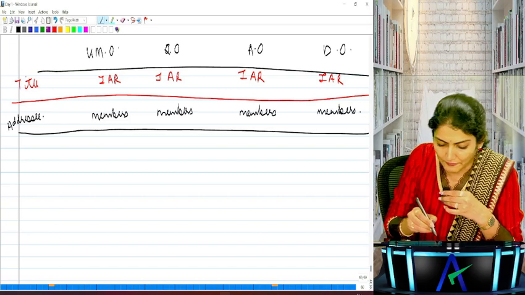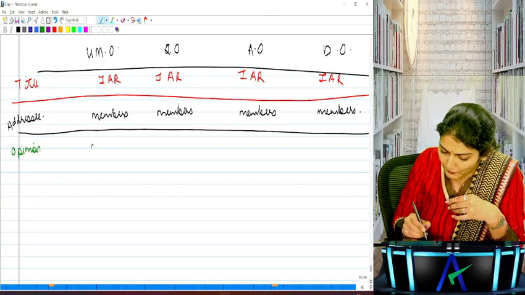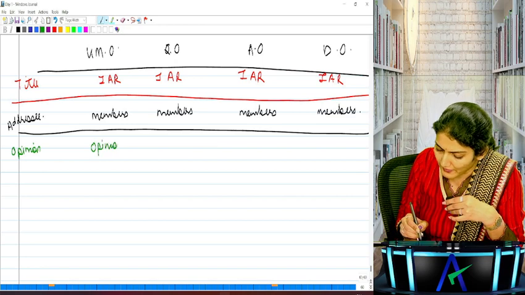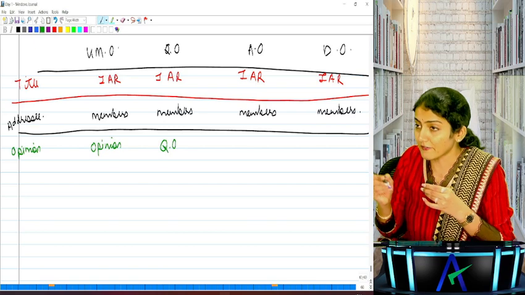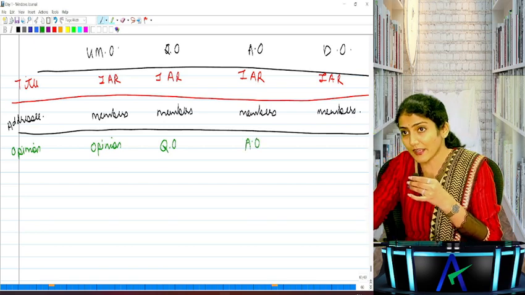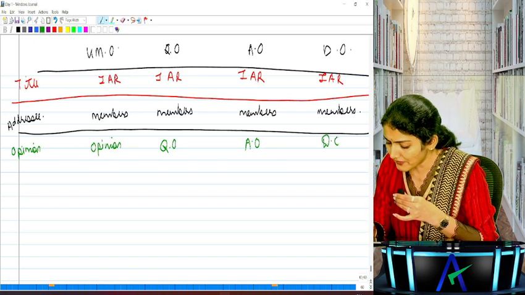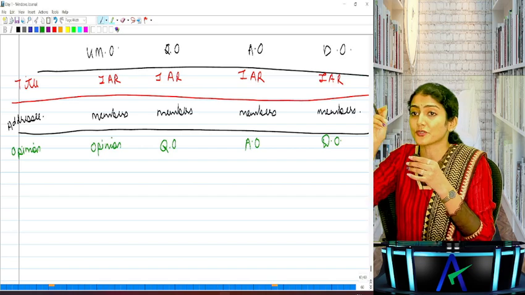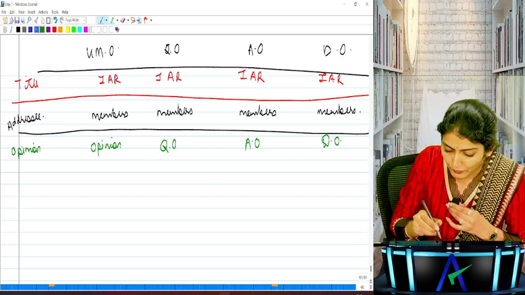Then what comes after the addressee? You have the opinion. For an unmodified opinion, we will call the paragraph opinion. But for a qualified opinion, the opinion paragraph heading will change to qualified opinion. For adverse, the heading will change to adverse opinion, and for disclaimer of opinion, the heading will change to disclaimer of opinion.